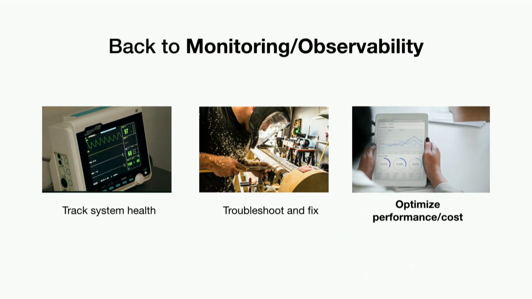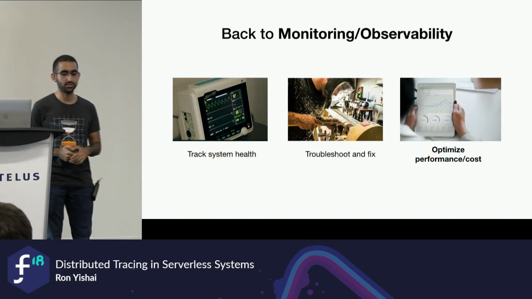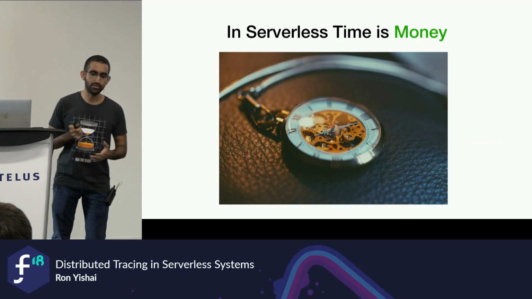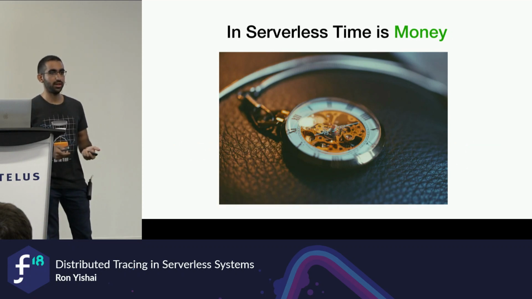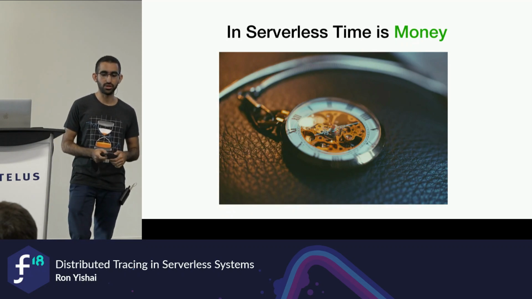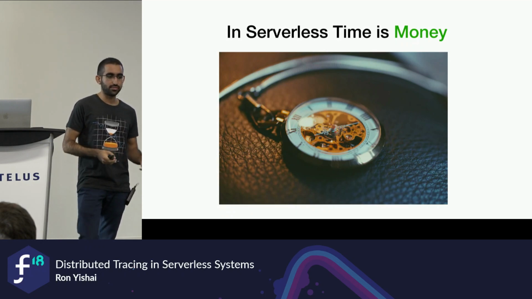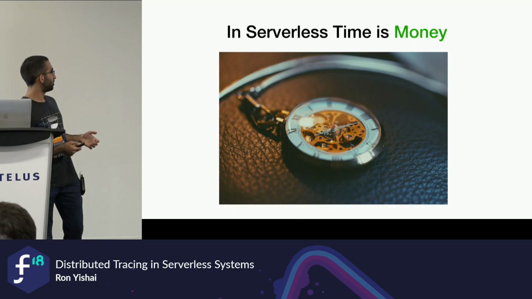All right. I hope that now you understand that distributed tracing is very useful and important for monitoring serverless applications. But let's see how it's also useful for optimization, which is also part of it. In serverless, time is money. You literally pay for each 100 milliseconds that your code is up and running. And we need to understand how it affects our systems.